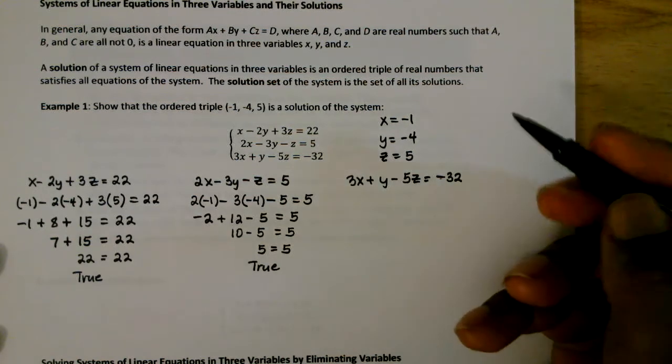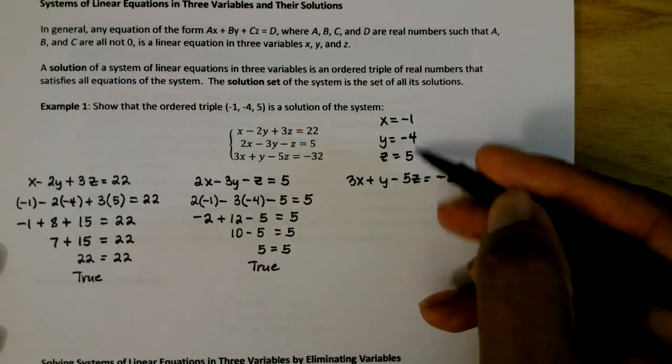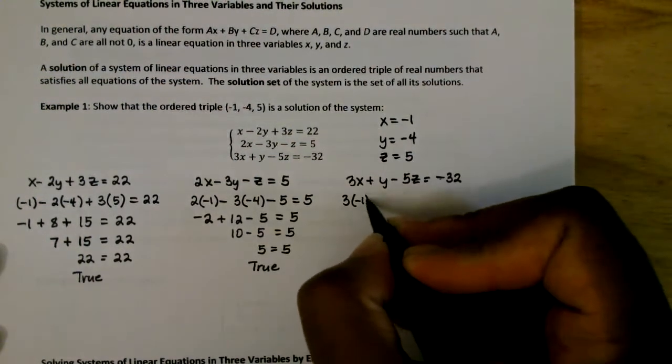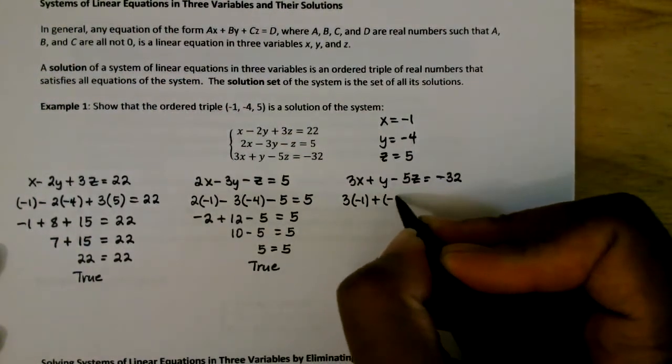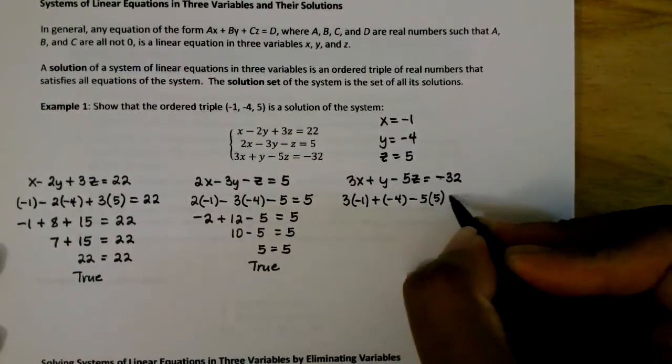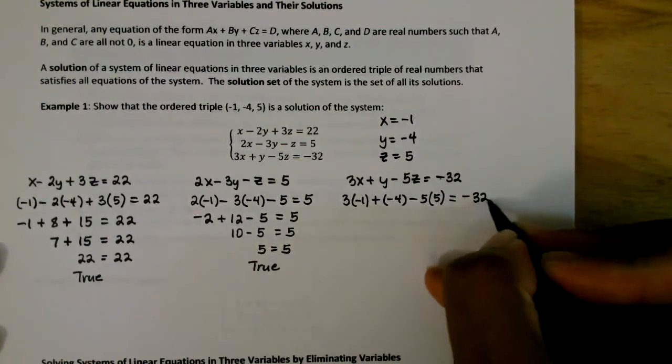Now we just replace the x with -1, the y with -4, and the z with 5. So here I'm going to have 3 times x, which is -1, plus y, which is -4, minus 5 times z, which is 5. That should equal -32.